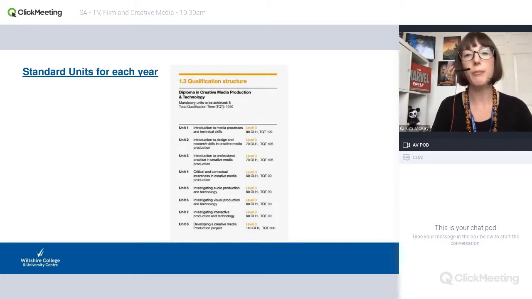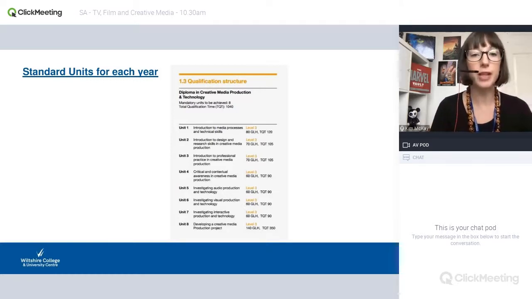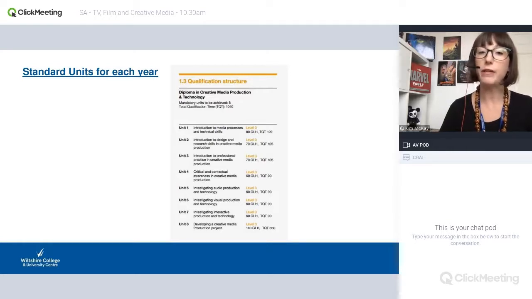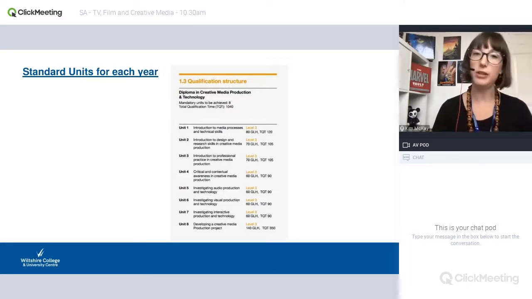This is where we're looking at building in, just getting everyone used to the software and the hardware that we're using, and the terminology that we're using as well. From there, we move into units 3 and 4, which tend to be more theory-based units, looking at professional practice. So again, understanding the industry that you're going into, that's really important.